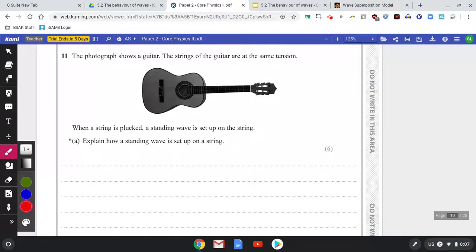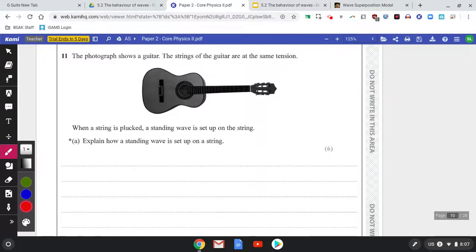Right, 6 marks. Explain how a standing wave is set up on a string. This has to be the easiest 6 mark question I've ever seen in an A level. This is the standard description of a standing wave on a string.